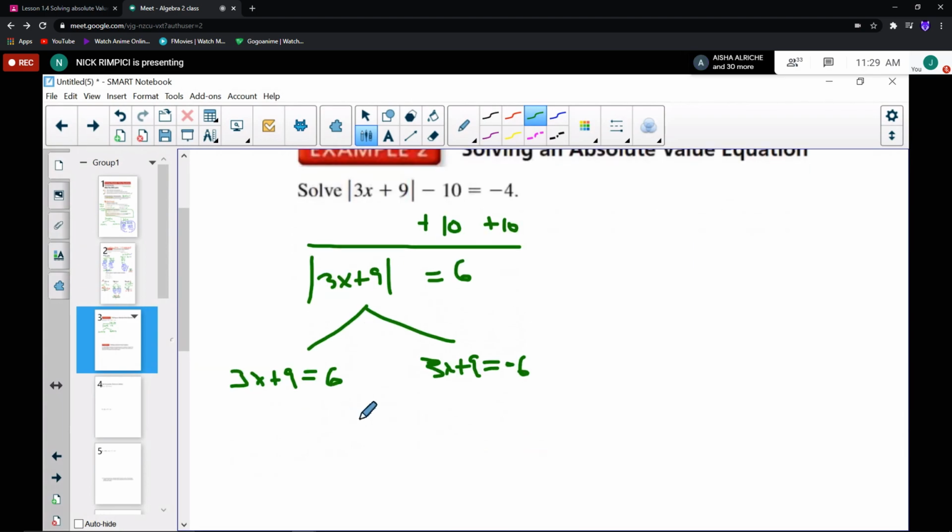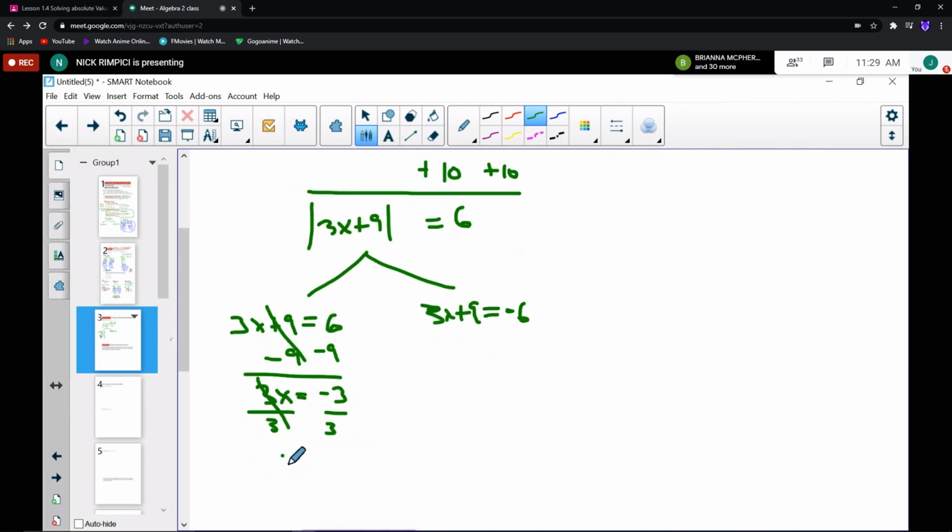Let's solve these real quick, and we'll check this next week when I see you. So how do I solve this? Subtract 9 from each side, and that cancels this out. And then 3x is going to equal negative 3. And then we're going to divide by 3, and we're going to have x is negative 1. Nice.